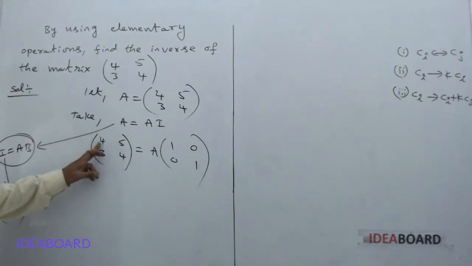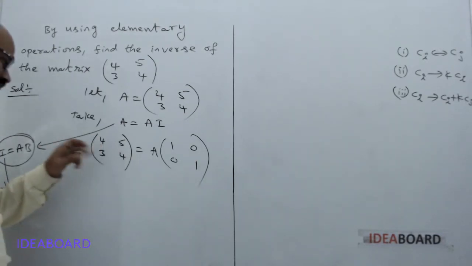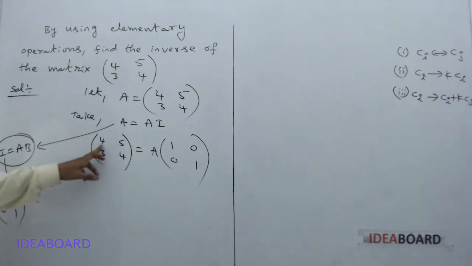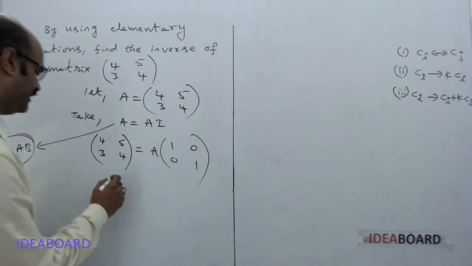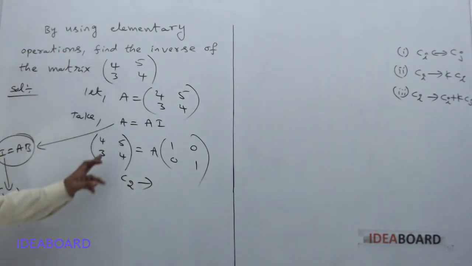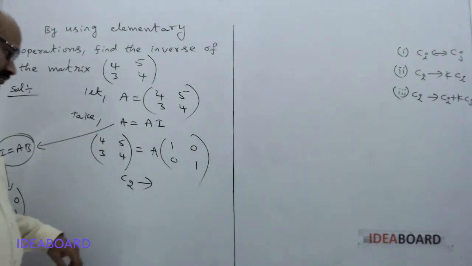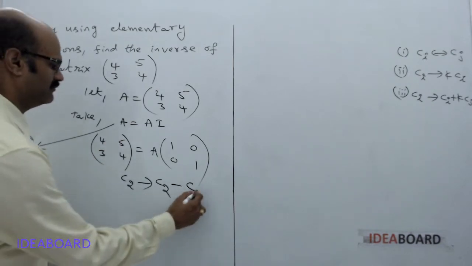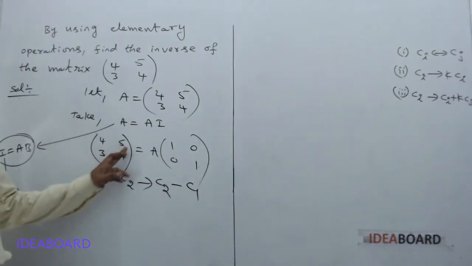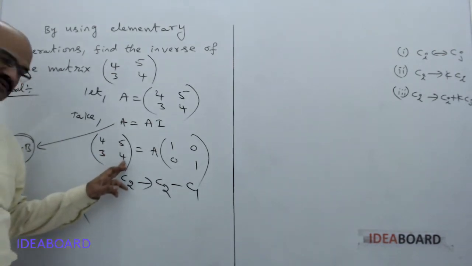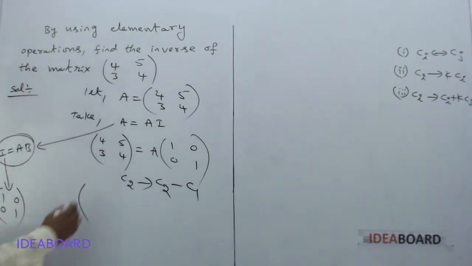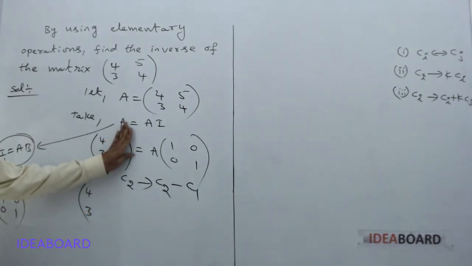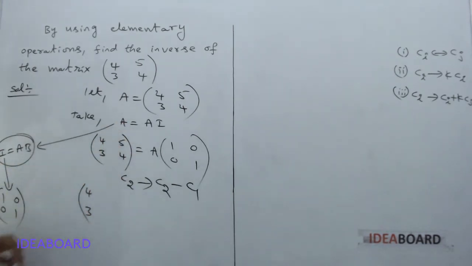Now here, we have to get 1 in this place, and here we have to get 0. Now, I take C2 implies C2 minus C1. This is C1 and this is C2. So C1, let me write the same, 4, 3. And C2 is this one: 5 minus 4, 1; 4 minus 3, 1.